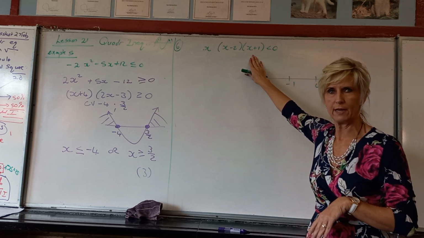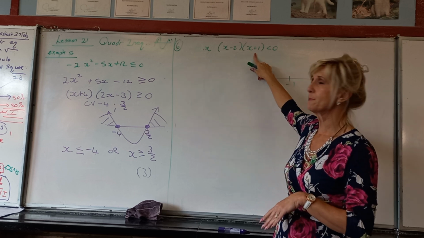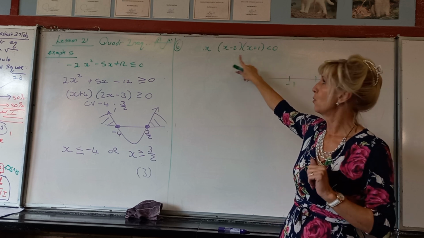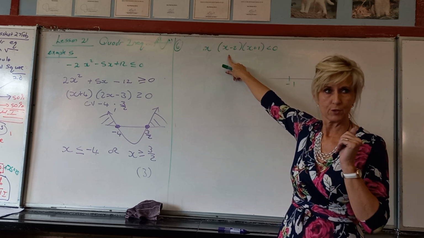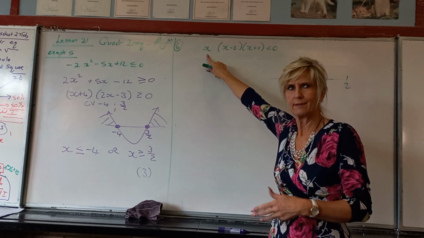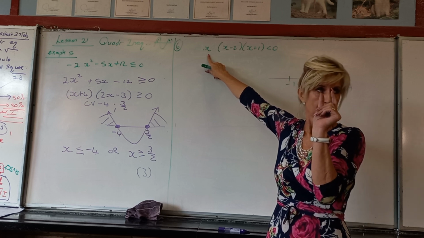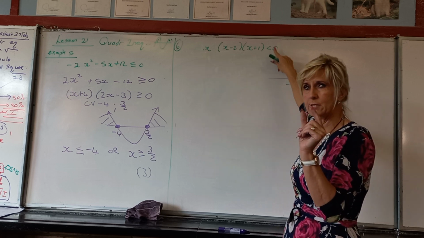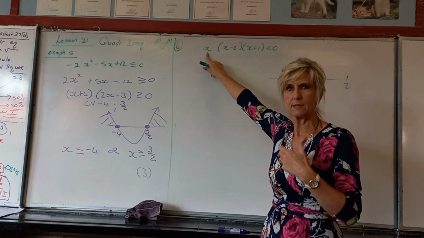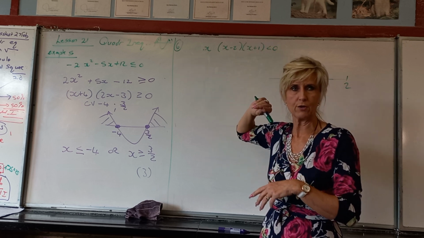And what are the critical values? When will one of them be 0? When will this be 0? If x is -1. When will this be 0? If x is 2. When will x be 0? If x is 0. That is the critical value for just x. So if 3 things are multiplied and the answer is 0, one of them has to be 0, and that can be if x is 0. Then everything is 0 because anything multiplied by 0 is 0.